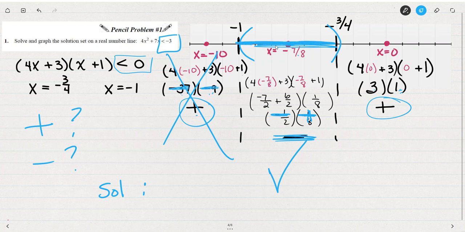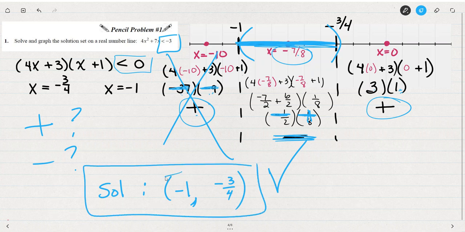Anything in this interval, because that test point, negative 7/8, made the inequality true, any number in that interval from negative 1 up to negative 3/4 will make it true. Now, did you notice those parentheses? I didn't put a bracket on that negative 1 because we have a less than, not a less than or equal to. If it had been or equal to 0, then the negative 1 would have made it equal to 0, and we would have included the negative 1. But since it's just less than 0, we have parentheses instead.